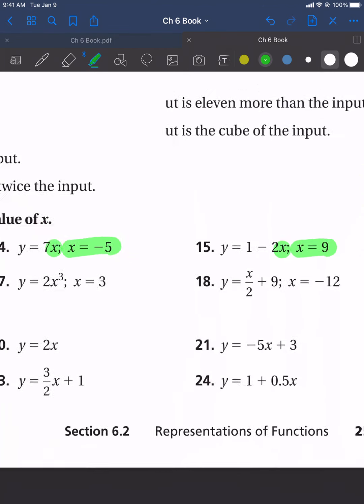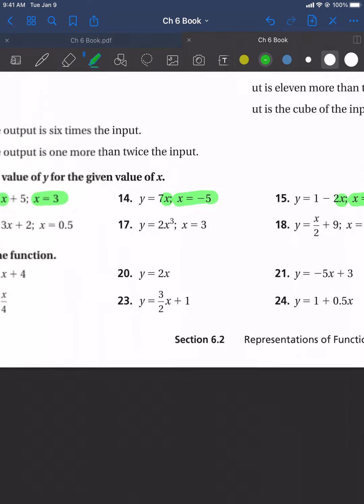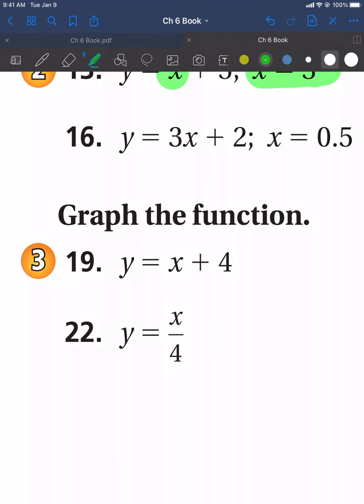19 through 24, I do want you to go grab some graph paper. These are all in the y equals mx plus b formation, so you should have no problem graphing these. As I look at number 22, I can already tell you that this is 1 over 4, that's your slope. Plus 0, that's your y-intercept.